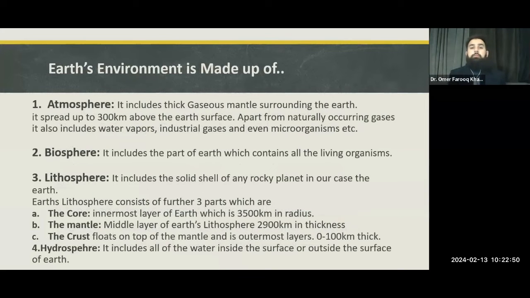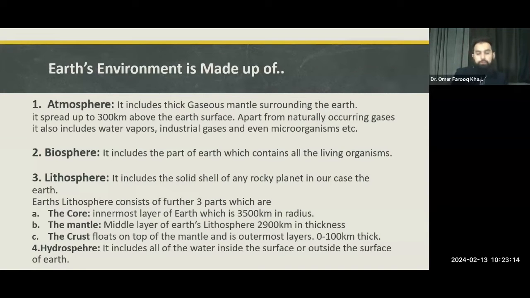Then Earth's environment. Our planet is Earth, so we'll talk about Earth's environment. Earth's environment is made up of atmosphere, biosphere, lithosphere, and hydrosphere. Atmosphere, what is atmosphere? It includes the thick gaseous mantle surrounding the Earth.